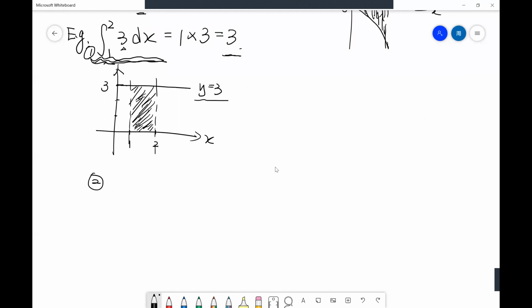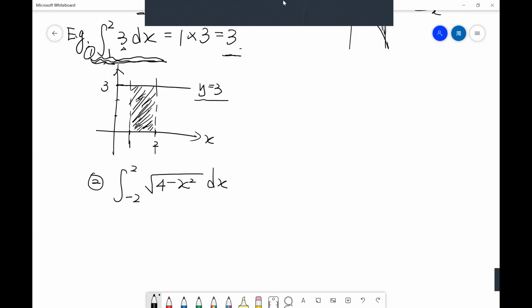For another example, here is the integral from -2 to 2 of the square root of 4 minus x squared dx. Can someone draw the geometric meaning of this definite integral? Think about it. You can draw on your paper and try to figure out the result, the value of this definite integral.